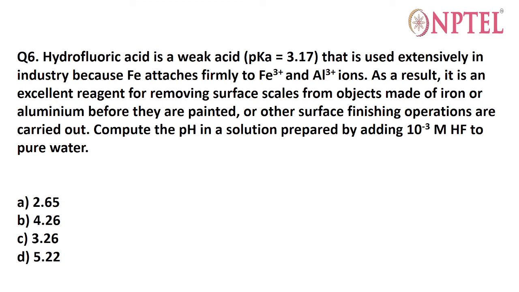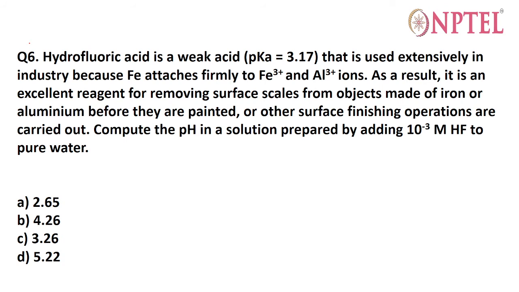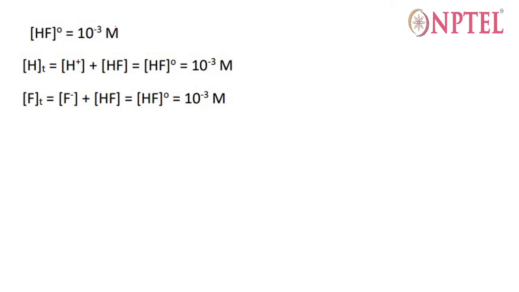Hope you understood the problem clearly. So we'll go for the solution. The answer will be C, and we'll see how to solve it, right? So what was the hydrofluoric acid pKa? That is 3.17, right? And we added 10 to the power minus 3 molar of hydrofluoric acid. So this is the initial concentration HF naught, that is 10 to the power minus 3 molar, right?